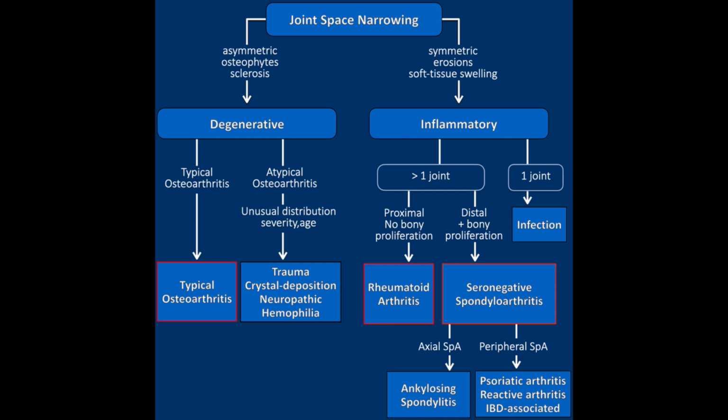Step 2. Degenerative pathway. Let's start with the degenerative side. The most common is typical osteoarthritis. Wear and tear changes, usually age-related.